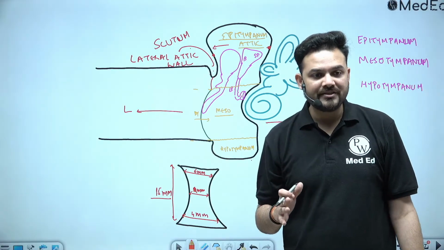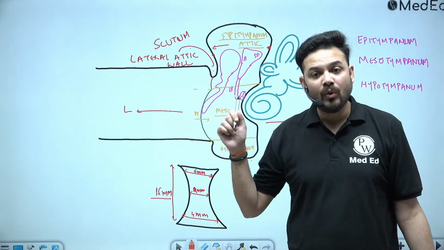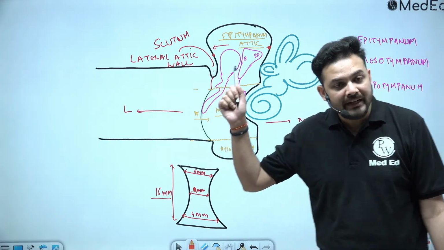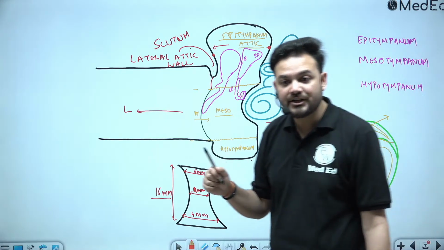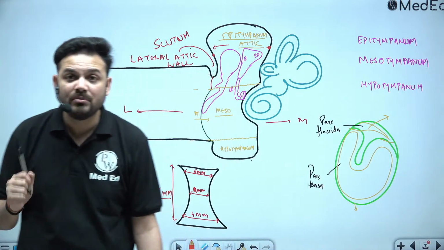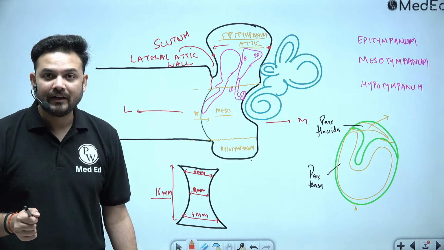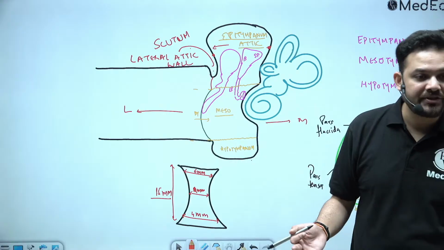Now let me ask you one simple question. If I ask you, which is the most dangerous part of our tympanic cavity? Is it the epitympanum, mesotympanum, or hypotympanum? Which one is the most dangerous among all of them? Anyone? Which area is the most dangerous?